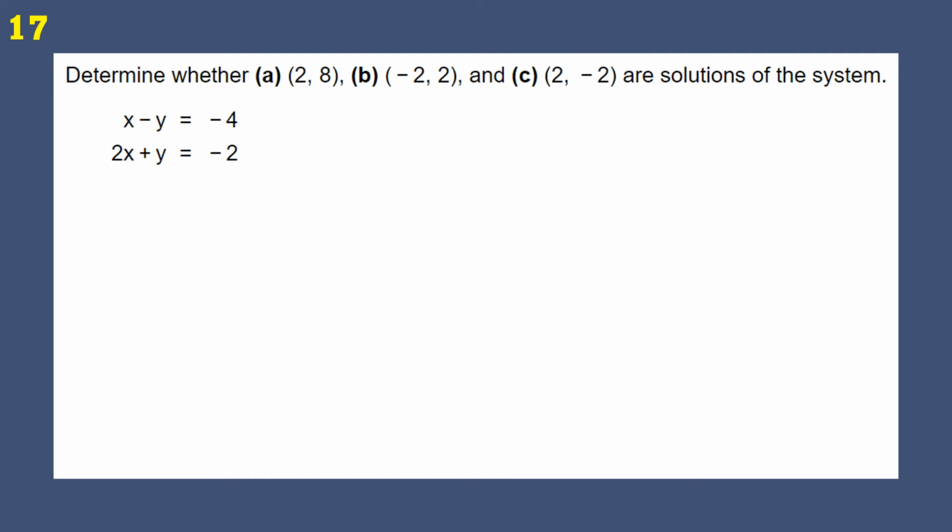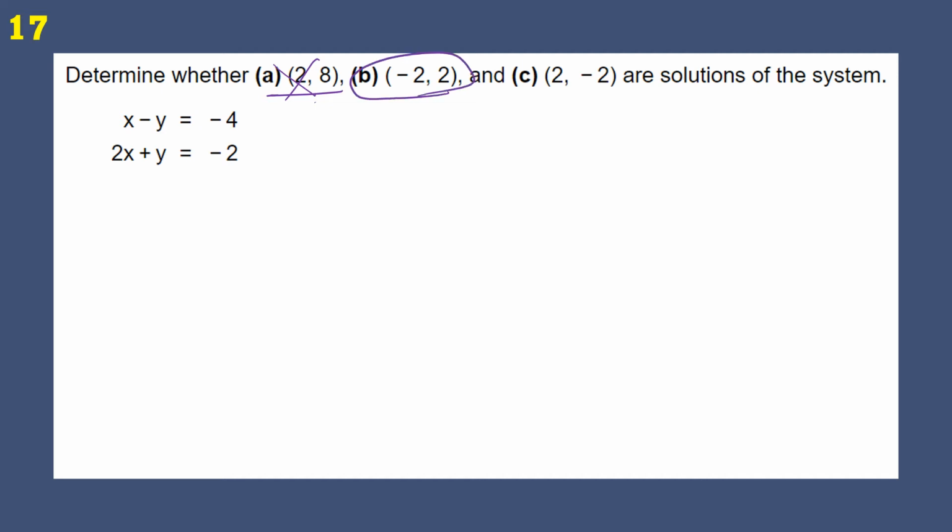Determine whether these 3 ordered pairs are solutions to this system of equations. So it needs to work for both of them. I'm going to start at the top and see which ones work for equation 1. (2, 8): if I do 2 minus 8, that doesn't work in my first equation, because it's supposed to equal -4 and it gets -6. So that one's out. I don't even need to check it in the second equation.